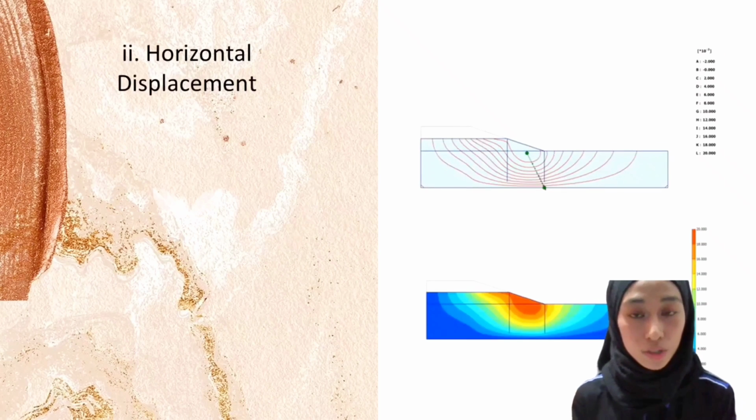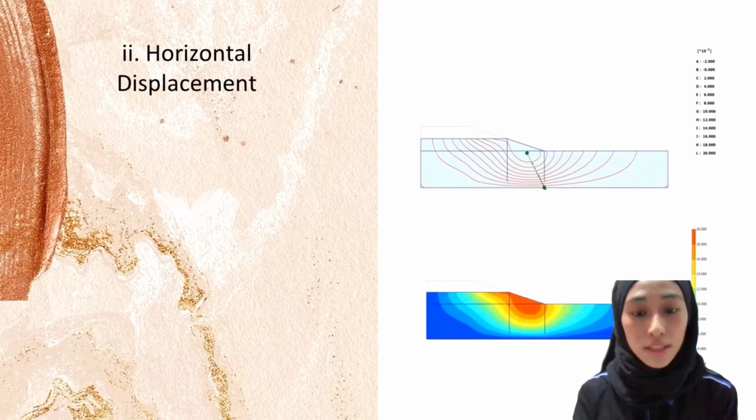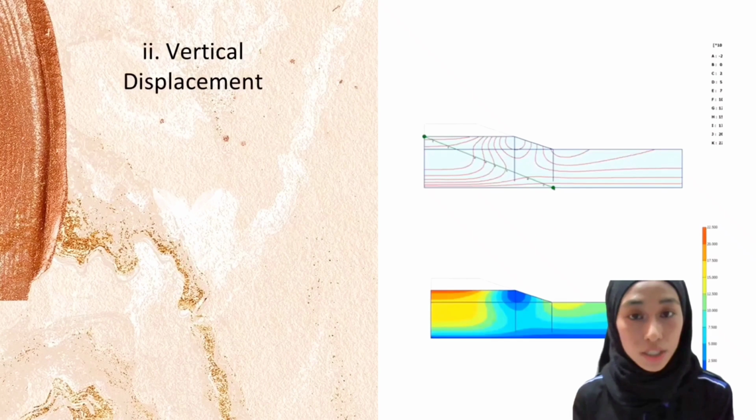Next is the horizontal displacement. There is a huge blue shading at the bottom, which shows there is a huge deformed finite element model. And lastly is the vertical displacement. As you can see from the shadings in the second image, it shows that the deformed finite element is at the top in the middle and also at the bottom.